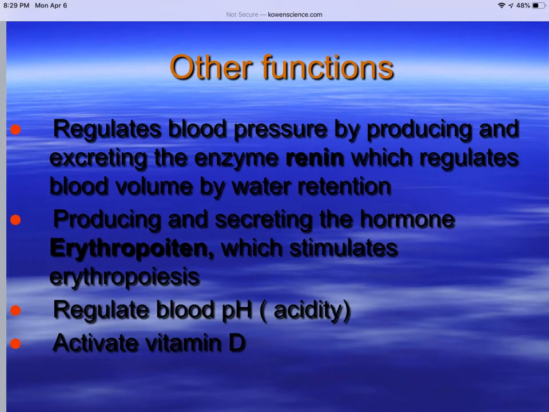Other functions of the urinary system include regulating blood pressure. If the urinary system is not functioning properly and not removing waste from the blood, then there's going to be excess waste in the blood that's going to increase the blood pressure. So it's going to regulate the blood pressure by producing and secreting the enzyme renin. Renin regulates blood volume by water retention. It's also going to be producing and secreting erythropoietin. Erythropoietin stimulates the formation of red blood cells, and the kidneys are going to regulate the blood pH. It's going to make it acidic. It's also going to activate vitamin D.